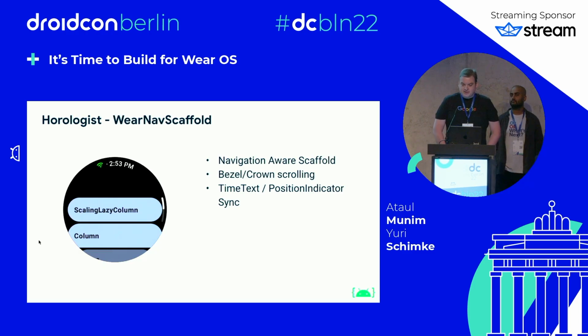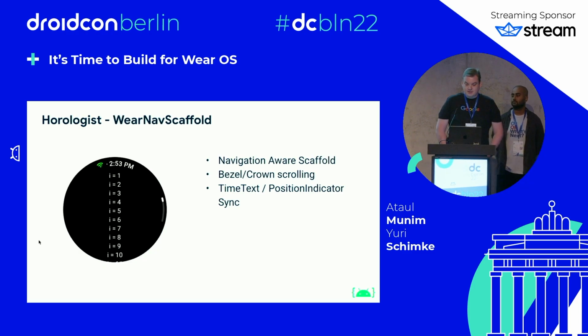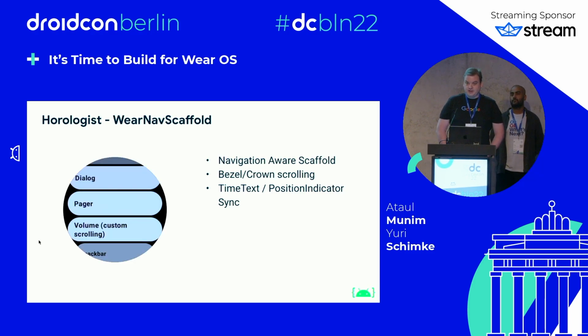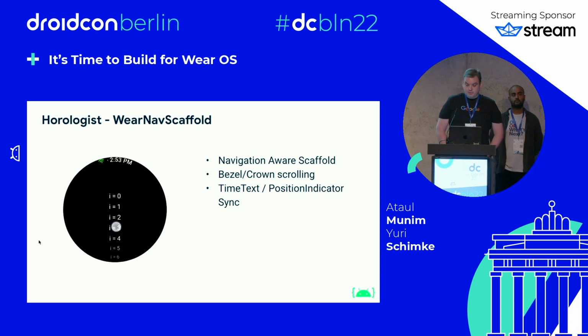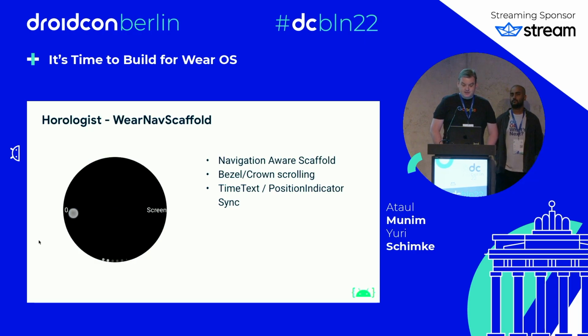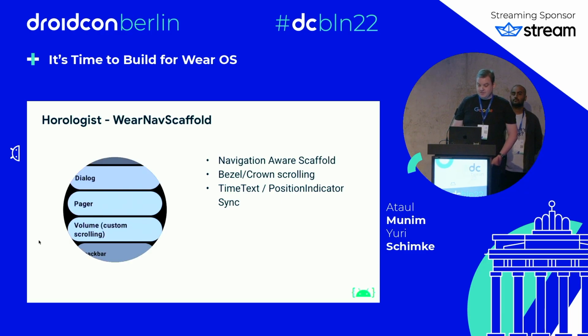So Compose for Wear OS has everything you need to build a Wear OS app, but there are a ton of subtle complexities here. The scaffold, as we said, should be above the nav host. A single component that reflects the state of the current navigation destination. The time text should scroll out of the way when the content in the column scrolls up to the top. The position indicator should stay in sync with the list on screen. The screen should scroll with bezel or rotating crown. And some screens may not want time text or position indicator. Sure, you can write this yourself, but you'll end up writing this component. So use Horologist Wear Nav Scaffold.